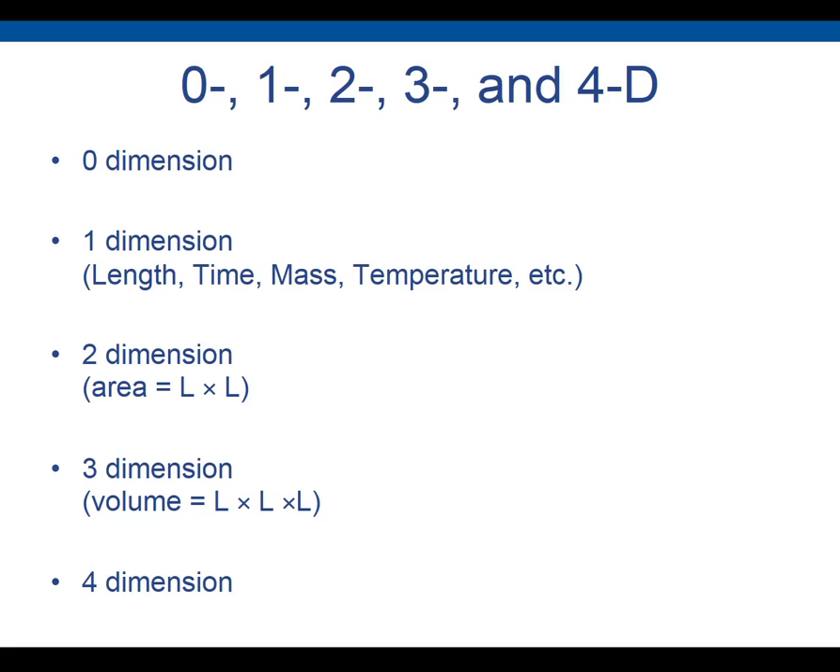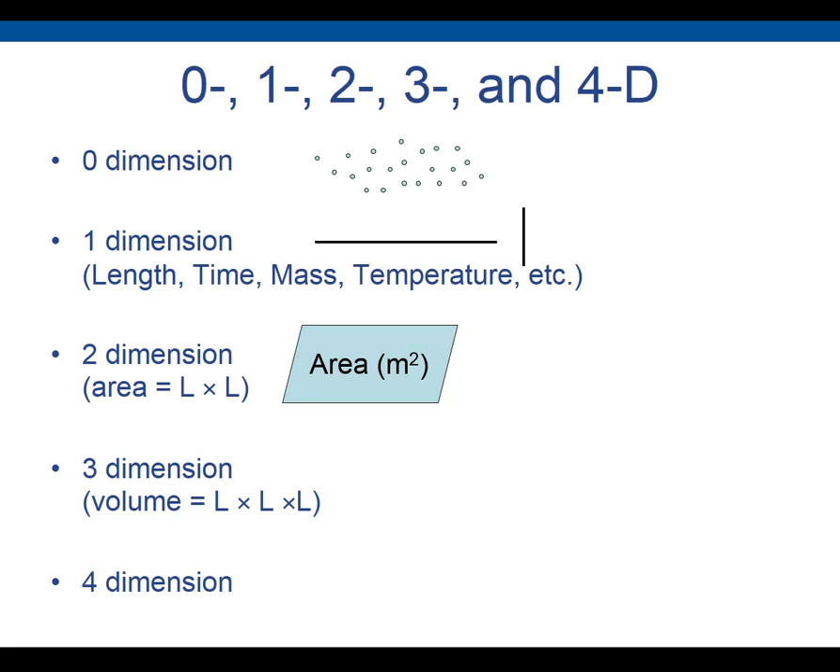So what is 0 dimension? 0 dimension is just a point, okay? 1 dimension is length, time, mass, temperature, just 1 dimension, okay? The 2 dimension is 1 dimension times another dimension, okay? So for example, L times L, we find area. So how can we calculate the area? Width times length, or length times width. Vice versa, either way is fine. But be careful, the answer should be L squared, because it's L times L, right?